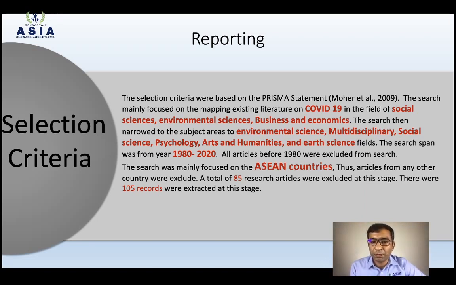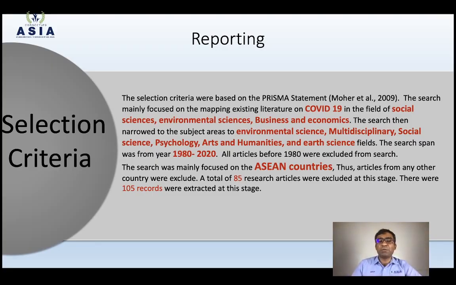Other searches we don't have; we didn't include engineering, biomedical or all this. So we just focus on some particular aspects, not all aspects. You can reduce your search based on your relevant field of information. The search then narrowed to the subject areas of environmental science, multidisciplinary, social sciences, psychology, arts and humanities and earth sciences. So you understand what we did? We have just reported exactly the way we did it in our search engine. Okay, so this is how you report your methodology.